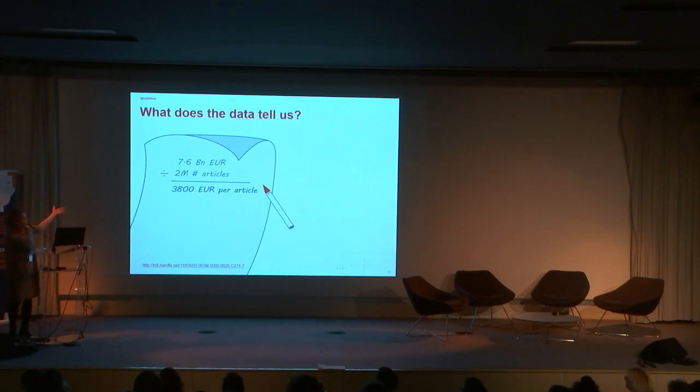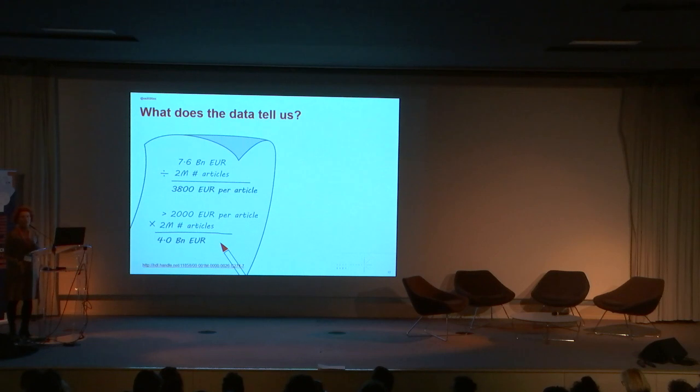In those journals, there are 2 million articles published a year. That comes out to a cost of 3,800 euro per article to subscribe to it. Now, we know, however, that the real cost of publishing is much less, right? Actually, we have data that proves that open access publishing can cost less than 2,000 euro per article.